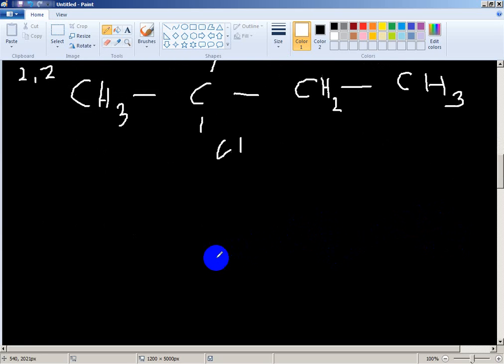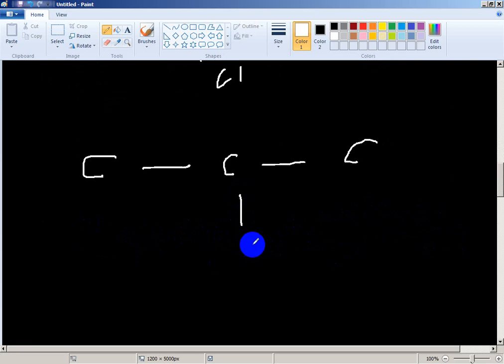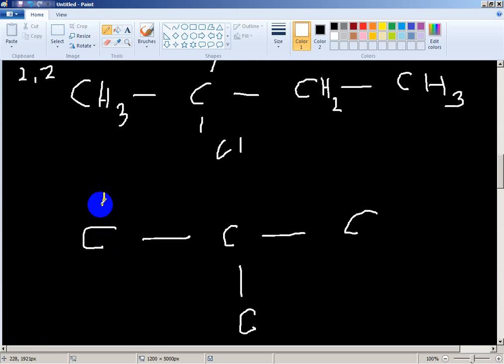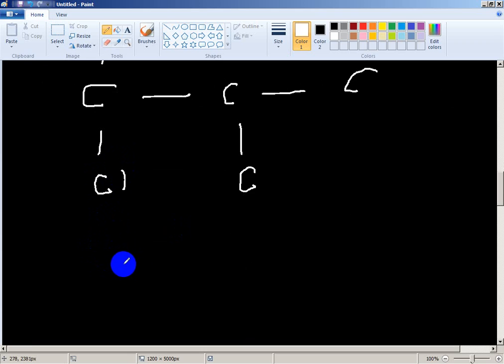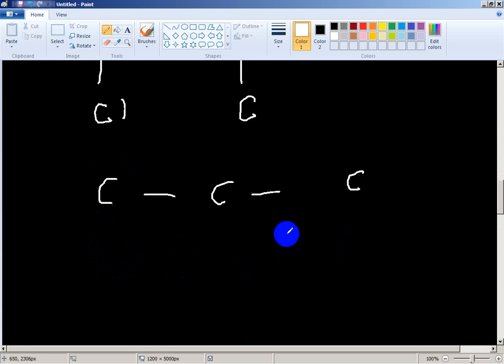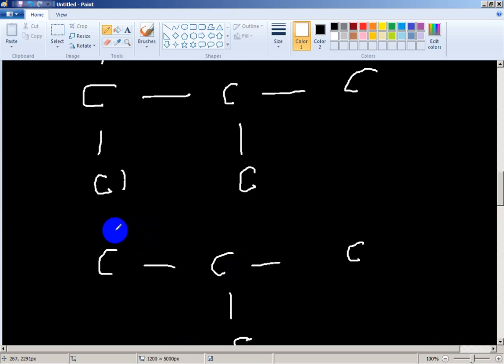Okay, now for the branched chain I draw 3 carbons here and 1 carbon here. So chlorine I put here, 1 1 chlorines, this 1 1 chlorine give, and another possibility, this one chlorine. Now I am putting chlorine here, position 1 and 2.